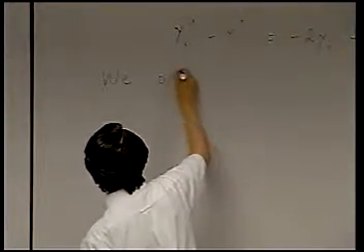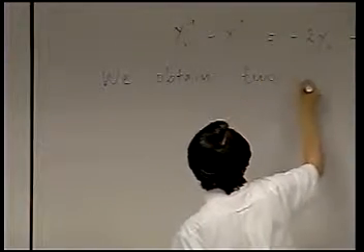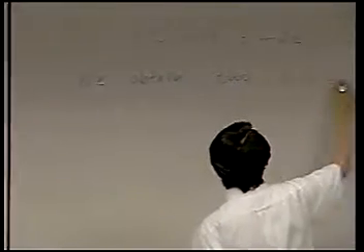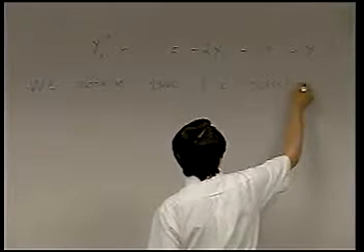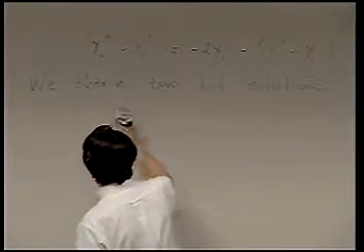So let me go back to the board right now to record that. So we obtain here two linearly independent solutions. Yes, cosine of x and sine of x are linearly independent.